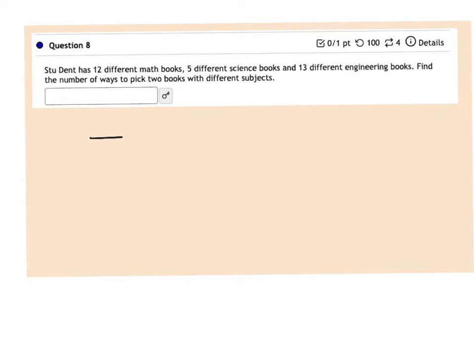So the first thing I'm going to say is, what if the 2 books he picks are math and science? Or what if the 2 books he picks are a science and an engineering? And then lastly, what if the 2 books he picks are a math and an engineering?